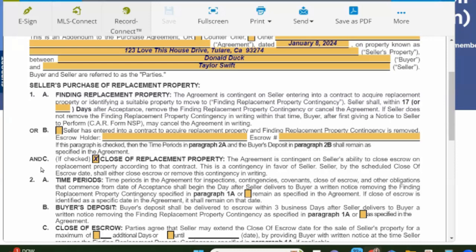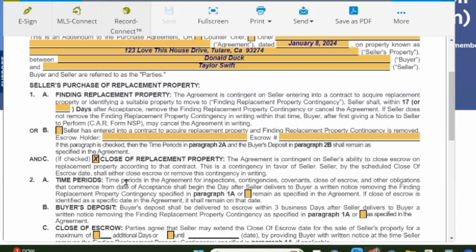But then we have C, and C is important regardless of whether we're doing A or B. And C says that not only do they have to find their replacement property and get under contract with it, they actually have to close on the property. And if they don't close on the property, then they can cancel the sale and don't have to sell their home. And so there's lots of reasons that a property can fall out of escrow. And so if you're representing the seller, you definitely want to make sure that you're marking this close of replacement property so that if their purchase falls out of escrow, they don't still have to sell their existing home. Does that make sense?